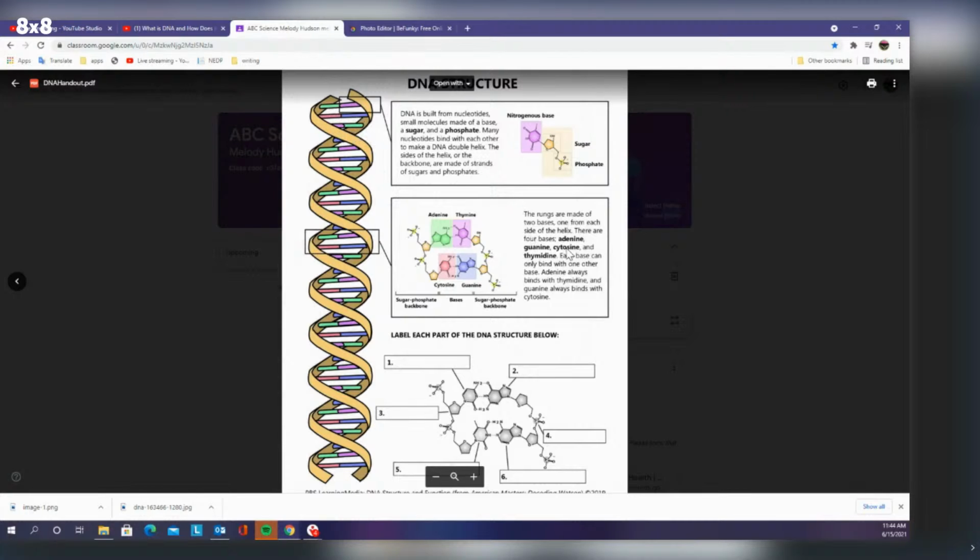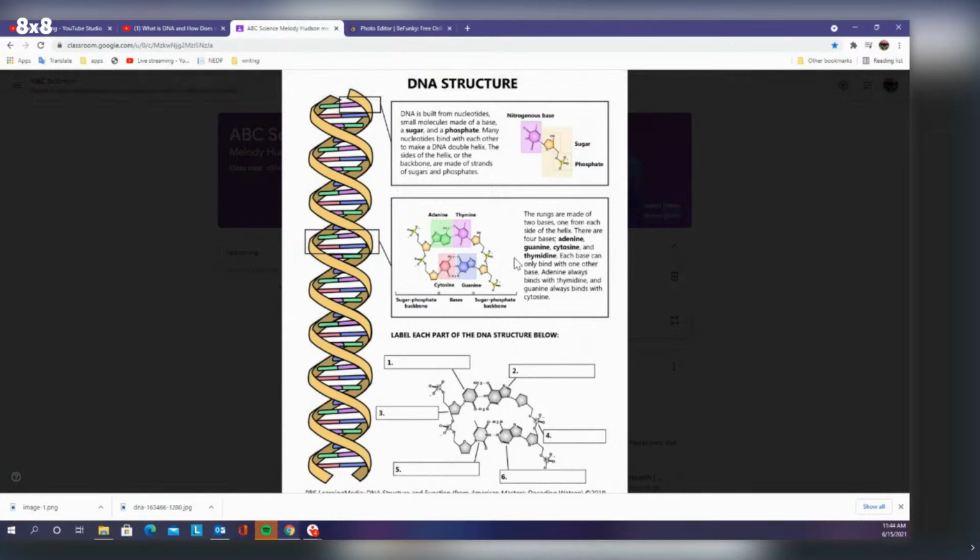And then you have cytosine and guanine in you. Those will only bind with each other. So cytosine is only binding with guanine. So look, cytosine, guanine, guanine, cytosine. So AT. A only binds with T, C only binds with G.